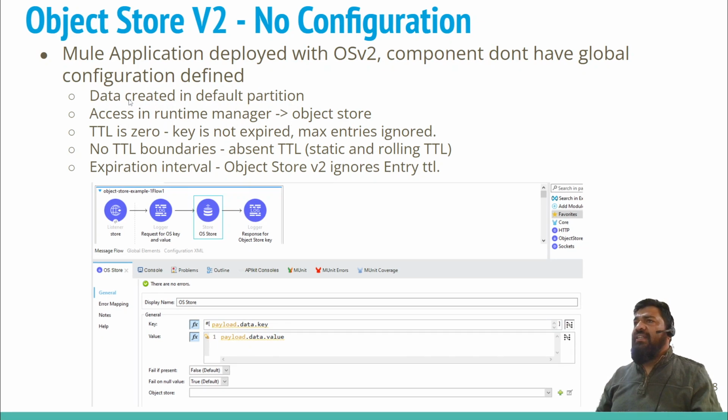So let me just read that. Data is created in the default partition, which I already showed. Access in Runtime Manager, object store: we can go to object store and check the data, how many keys are stored. TTL is 0, key is not expired. Max entry is ignored. If you define max entry or not, the max entry is ignored. There is no limit for the number of keys. No TTL boundaries, absent TTL. So basically static and rolling TTL are applied based on your runtime version. Expiration interval is ignored by object store v2, as is entry TTL. Okay, so this is about no configuration.